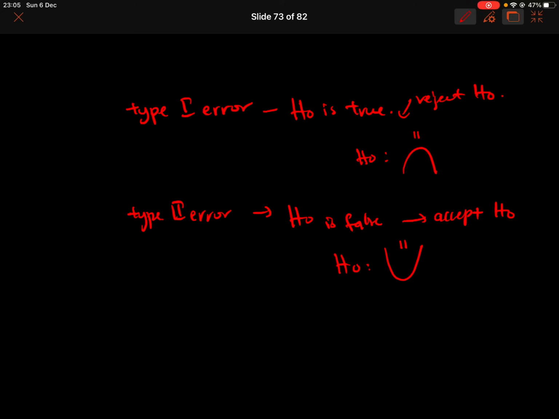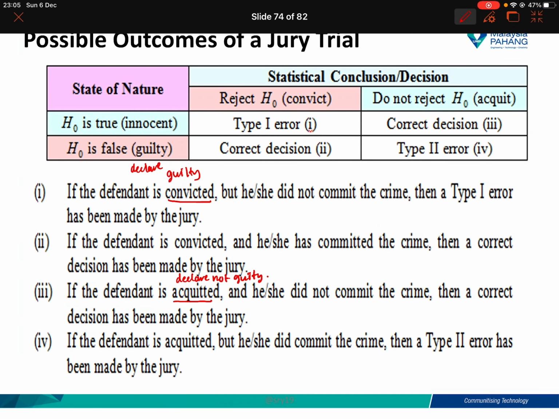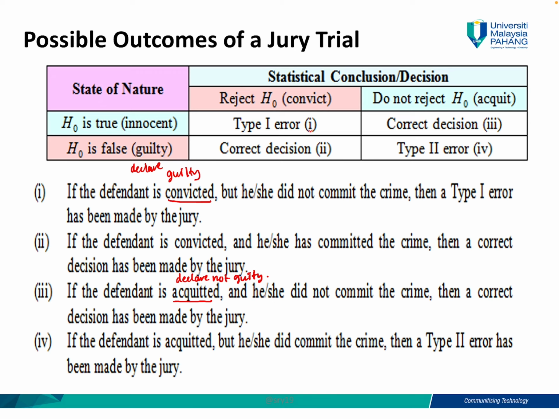So for example, in this example, the possible outcomes of a jury trial, when a jury wants to make a decision in a court. Let's look at the type of error that can be made by the jury. Number 1, if the defendant is convicted. What is convicted? Declared guilty. Okay, the jury said that he is convicted.